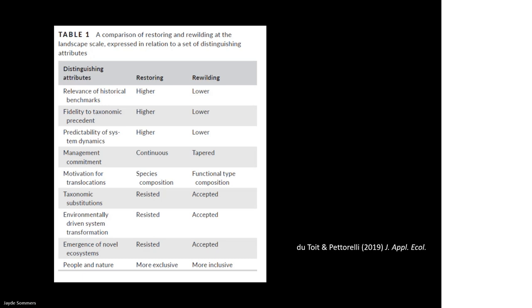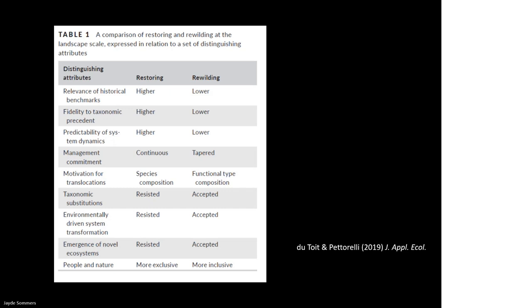The management commitment clearly with restoring is continuous. You've got to maintain this all the time. Whereas the idea with rewilding is that it's tapered. You start off from the beginning by maybe a fairly large management intervention to set things up, and then the plan is to let it take over and do its own thing, and you don't interfere. The motivation for translocations under restoring is species composition, to get the species assemblage back the way it was. Whereas with rewilding, it's all about functional type composition.